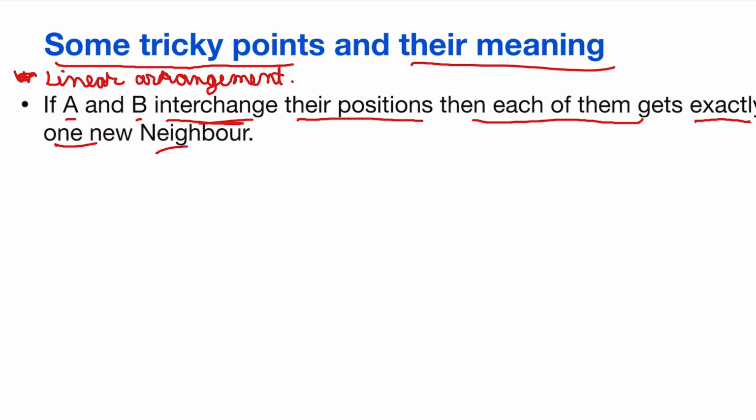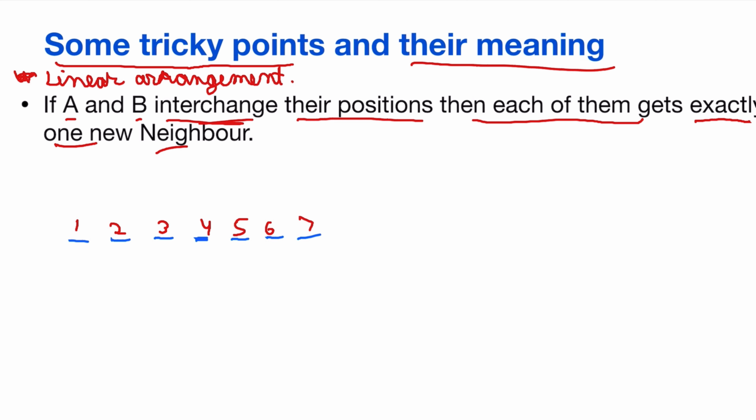Okay, great. Now let's draw 7 people for instance. So 1, 2, 3, 4, 5, 6, 7, and let's write the numbers for our convenience. Now we need to understand that this statement states that if A and B interchange their position, then each of them gets exactly one new neighbor. So now we need to understand all the possible places that A and B can be placed.